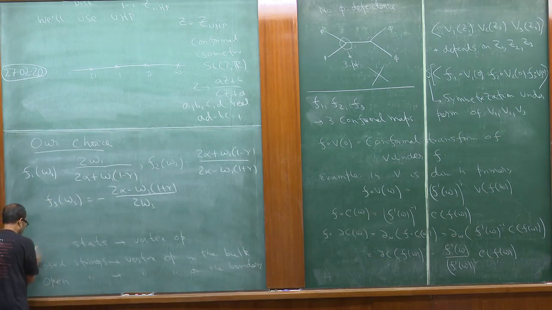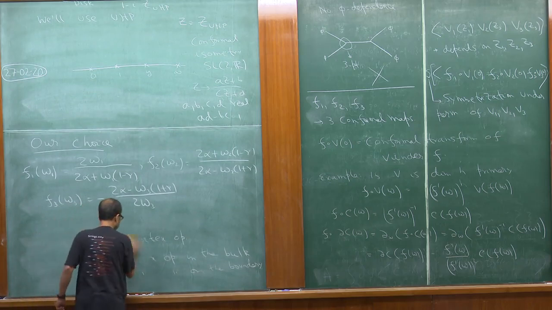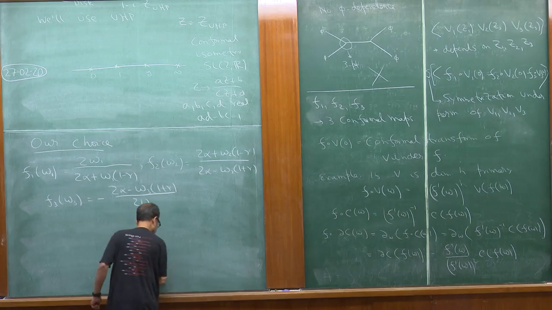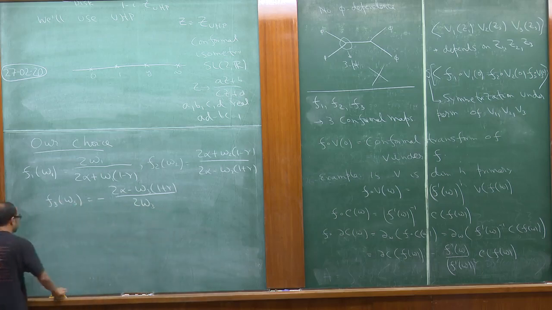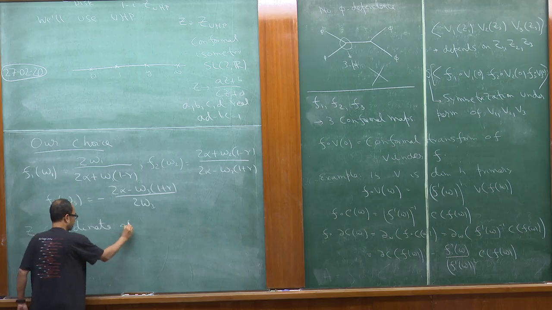Okay. So, before I explain the advantage of choosing things like this, let me just say one thing: once you have chosen this f1, f2, f3, we can define what are called local coordinates. Suppose z is the coordinate on the upper half plane. This we will fix once and for all. This is the coordinate on the UHP.